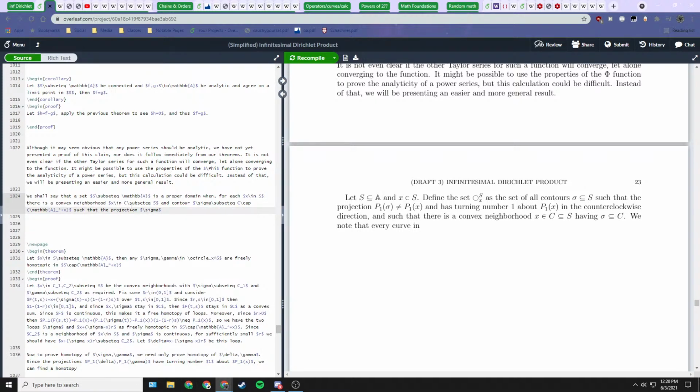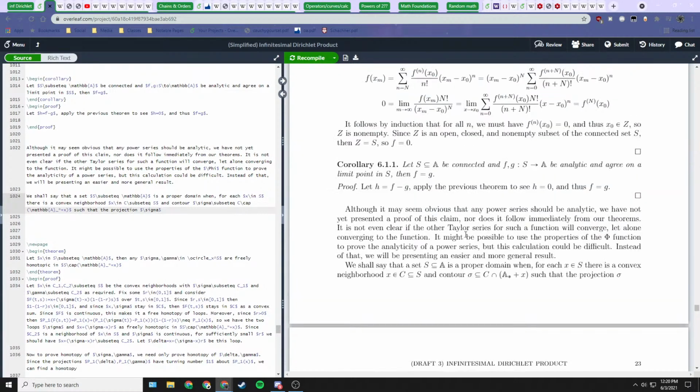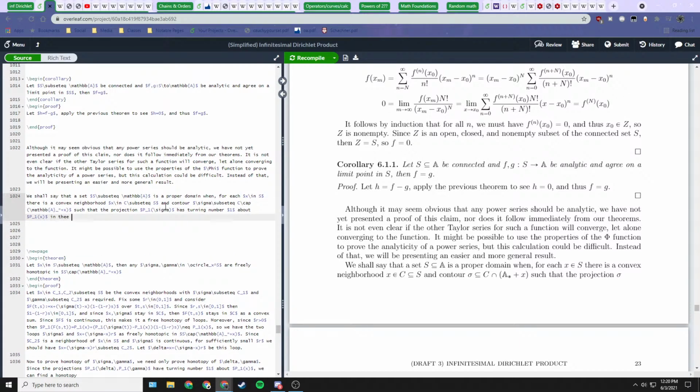So we're going to say a subset of A is called a proper domain when for each point x in the set S, there is a convex neighborhood of x in C, a subset of S, and a contour sigma, a subset of C intersect A star plus x, such that the projection P1 of sigma has turning number 1 about P1 of x in the complex plane.